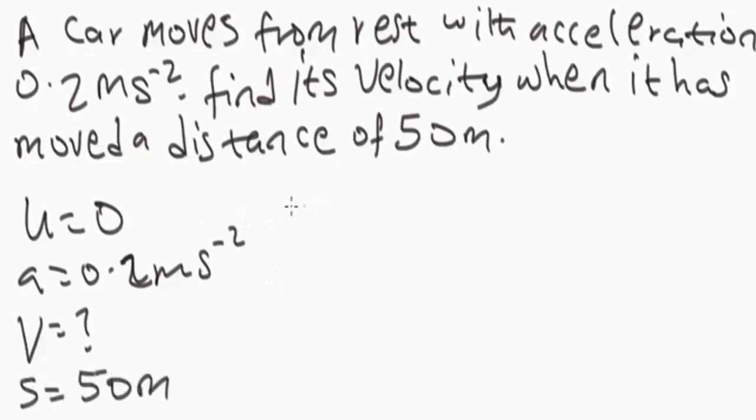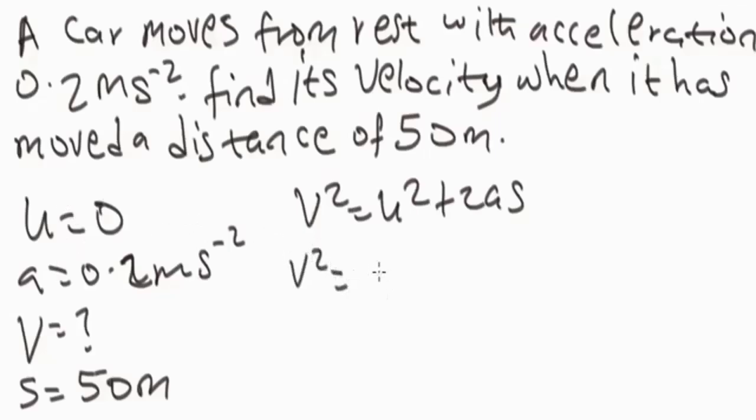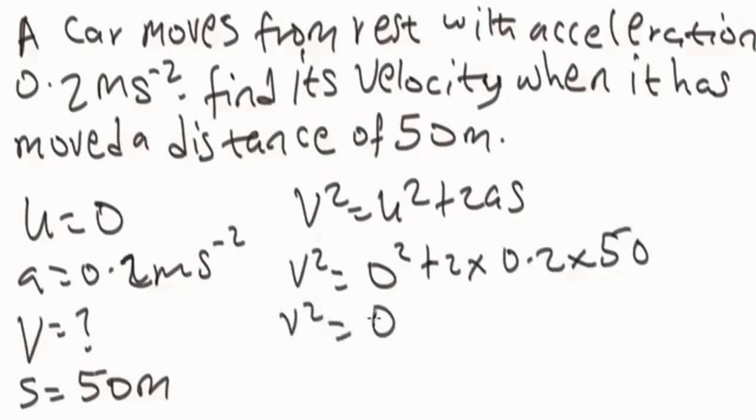That means out of the equations of motion, the one that will be suitable to solve this problem will be v squared equals u squared plus 2as, since we don't have time in this question. When you substitute these values, you have v squared equals 0 squared plus 2 times 0.2 times 50. So v squared equals 0 plus, let me multiply everything with my calculator. Everything will give me 20. So we now have v squared equals 20.